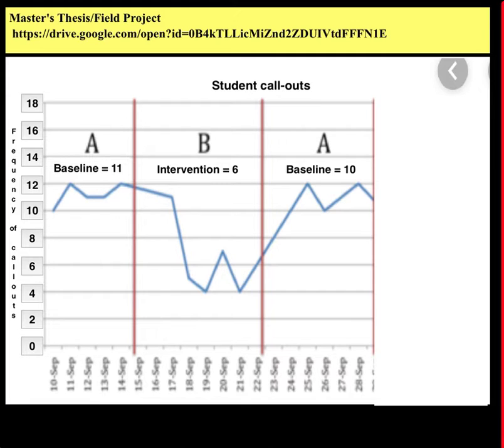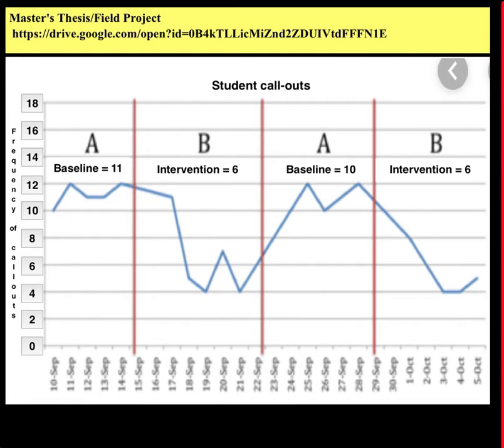Your aide collects the data for the next 6 days, and the results are first day 10, then 8, then 6, then 4, then 4, then 5, for a total of 37 callouts over the 6 days, yielding an average of 6.1, or rounded to 6 callouts per day. And so the data would look like this in the graph. And the data has again moved in a therapeutic direction.